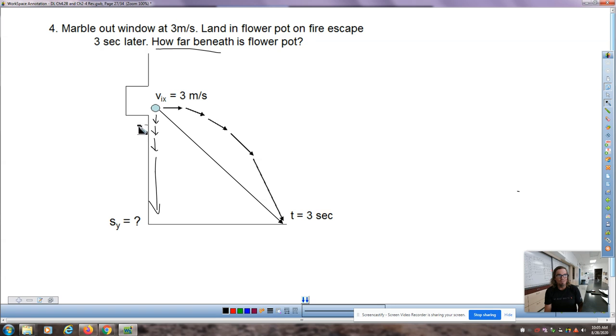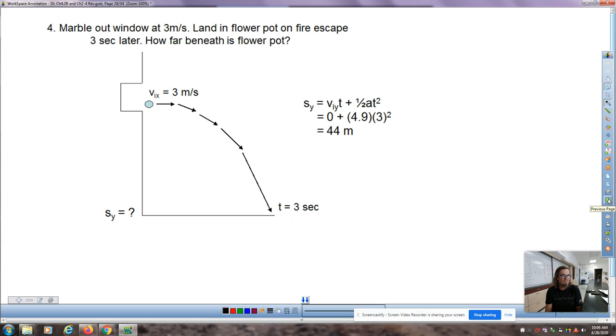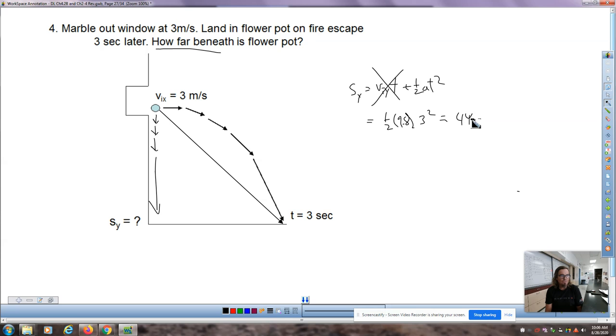I would start by finding this vertical distance, because that's what we're doing anyway. I would solve that in the y direction by taking viy t plus 1/2 a t squared, then crossing that out. If you leave it out in the first place, it won't hurt my feelings. That's not bastardizing a motion equation at all. It equals 1/2 of 9.8 times 3 seconds squared. Solving that, the answer is 44, so that's 44 meters.